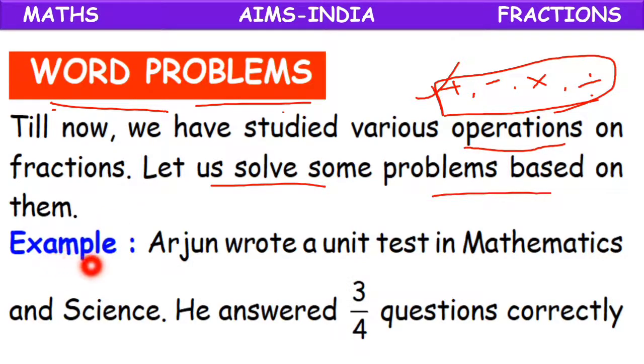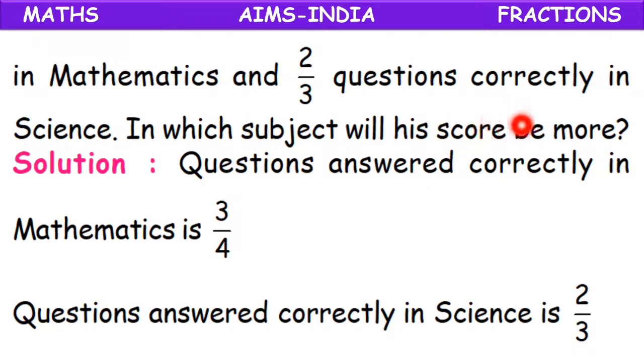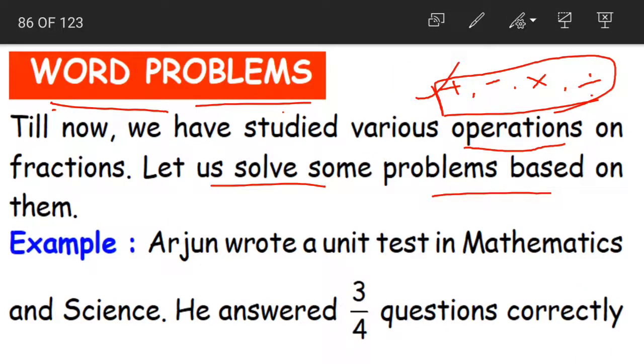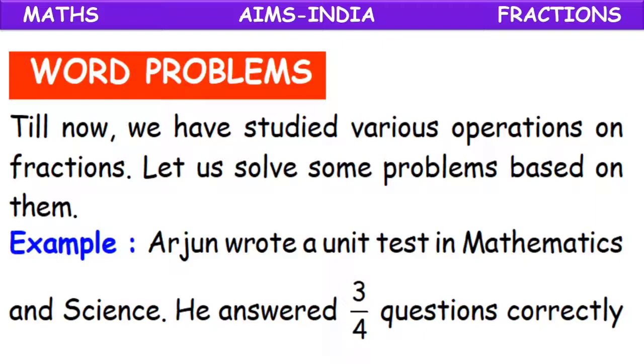Coming to our first example, Arjun wrote a unit test in mathematics and science. He answered 3 by 4 questions correctly in mathematics and 2 by 3 questions correctly in science. In which subject will his score be more? What are they saying here in word problems? It is important that you understand the question carefully, children. If you understand the question, the solving part becomes very easy. So if you do not understand the question, read it twice or thrice so that it becomes clear. What are they saying?